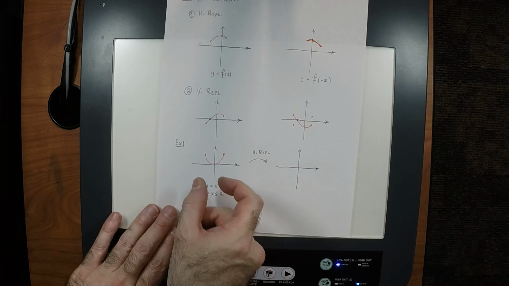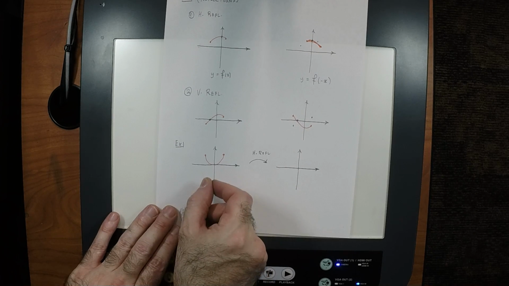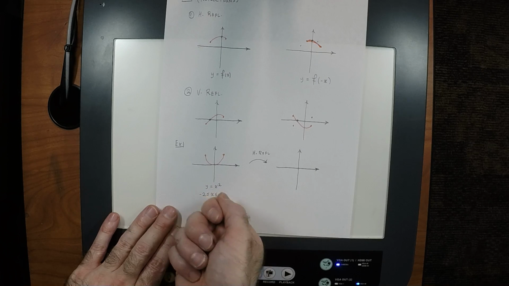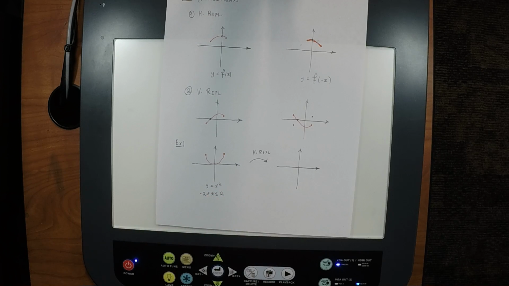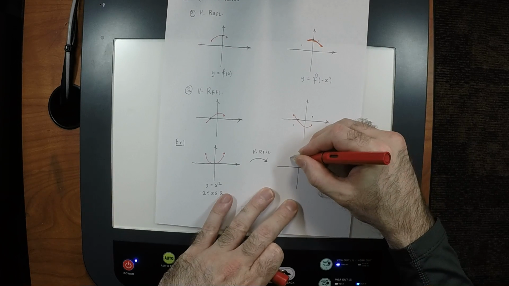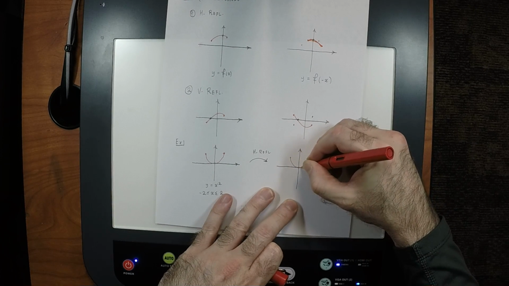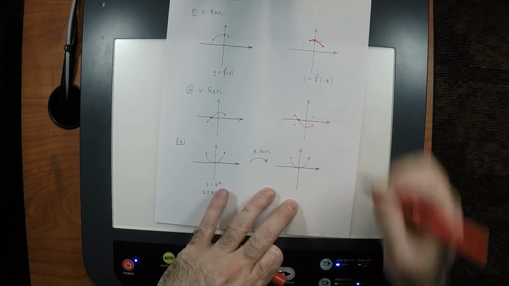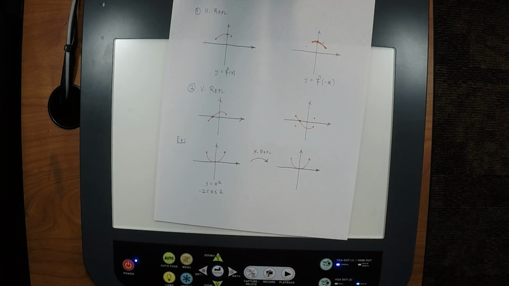So what I mean to say is, what if you grab this thing, grab this axis, pick it up, turn it over, and set it back down? What would the red look like? The same. So that's interesting. So this is a graph that is its own horizontal reflection.